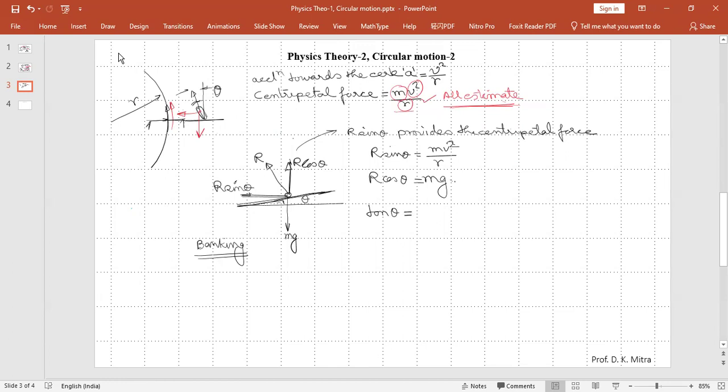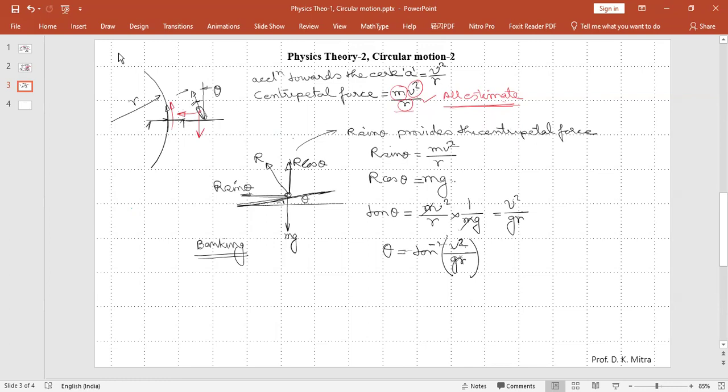is equal to m v square by R multiplied by 1 upon mg, which is equal to v square by gr. It does not depend upon m. So theta, the banking required, is equal to tan inverse of v square by gr.